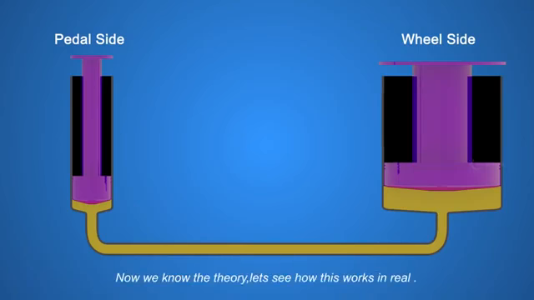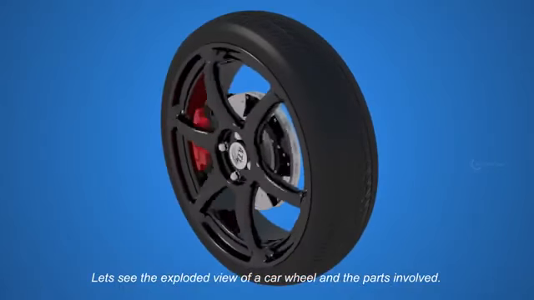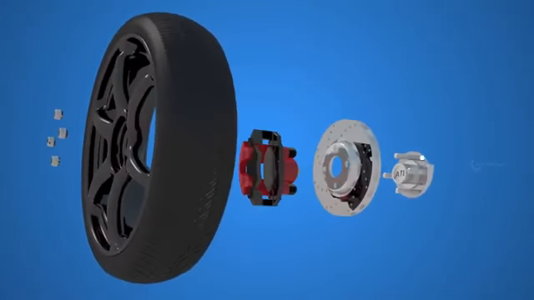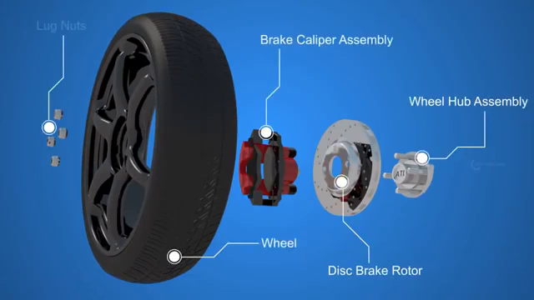Now we know the theory, let's see how this works in real. Let's see the exploded view of a car wheel, and the parts involved: the wheel hub assembly, the disc brake rotor, the brake caliper assembly, the wheel, and the lug nuts.